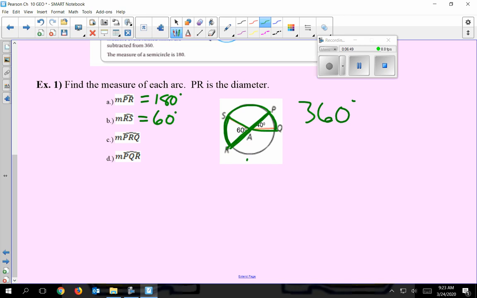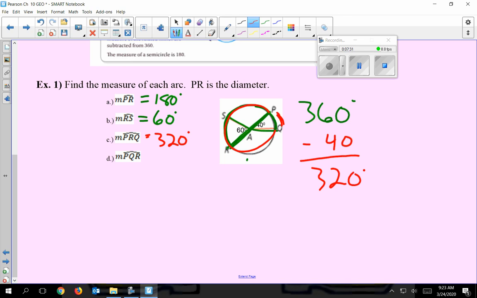If I look at P to R to Q, the P to R to Q gives me the direction to go around the circle. The only part of the circle that arc is not intercepting is between P and Q, and we saw that was 40. So the circle's 360 degrees, and I subtract that 40 degrees that wasn't part of the arc, I would end up with 320 degrees. So that's what PRQ is going to be.